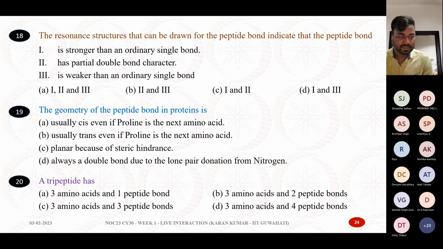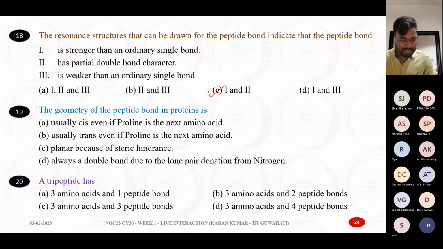Can you tell me why? Sir, because the peptide bond is stronger than an ordinary single bond because it has partial double bond character. Okay. And why does it have partial double bond character? Because of the presence of the lone pair on the nitrogen of the CONH group, and the lone pair gets delocalized toward the oxygen. Yes, very good. So option C is correct.